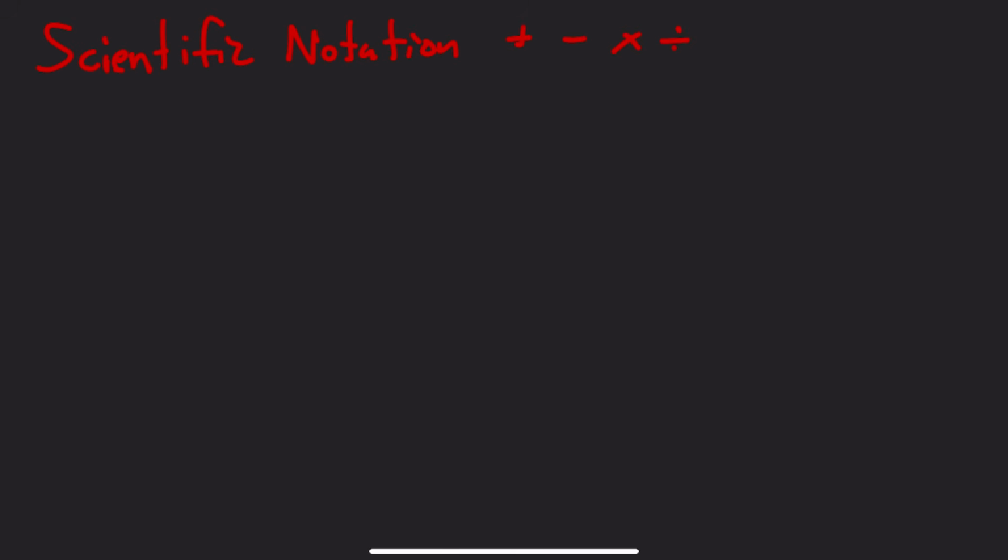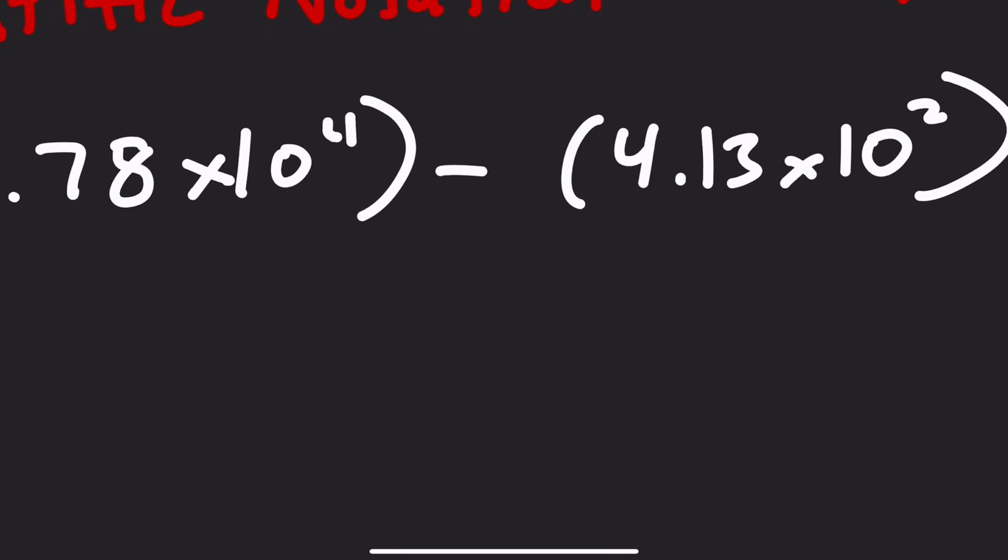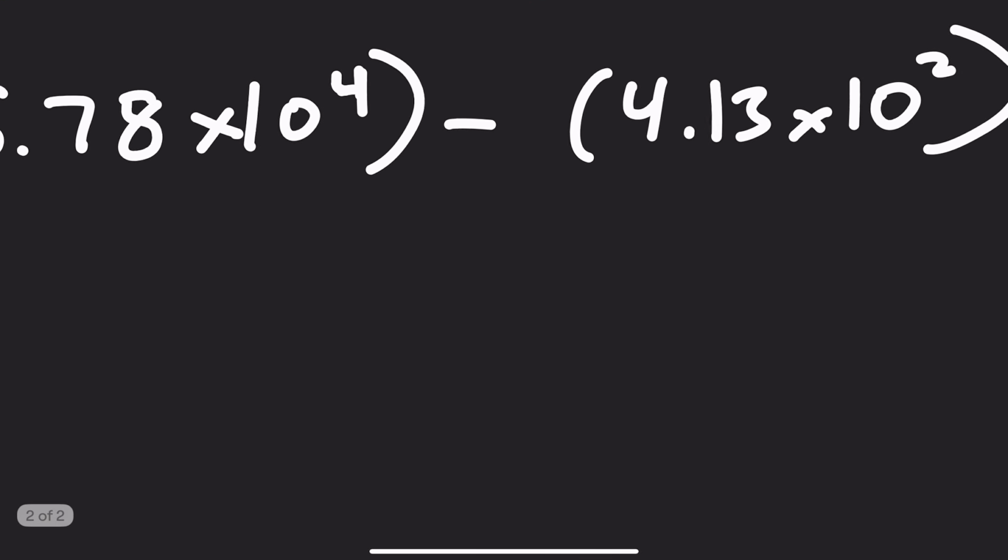So we're going to take 6.78 times 10 to the 4th subtracted by 4.13 times 10 to the 2nd. We are subtracting in this scenario, okay? And as we remember, when we add and subtract scientific notation, the exponents need to be the same. The exponents here are 4 and 2.